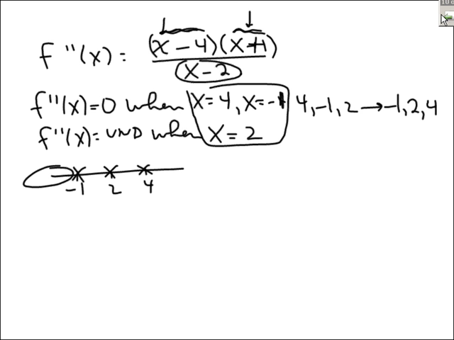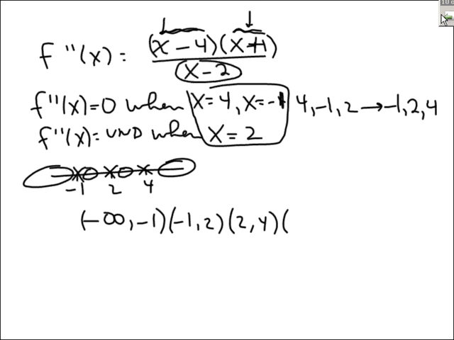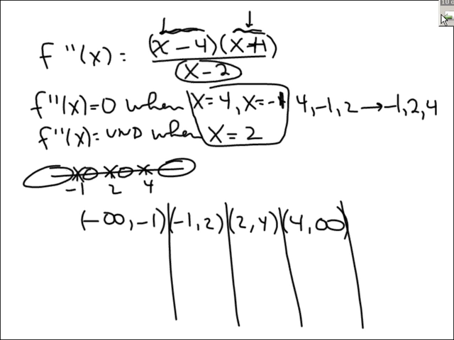So we're going to have 4 intervals. 3 numbers. That is, we cross out or x out 3 numbers. We have 4 intervals. Negative infinity up to negative 1. Negative 1 to 2. 2 to 4. 4 to infinity. Now we want to find out the plus minus sign of the second derivative.